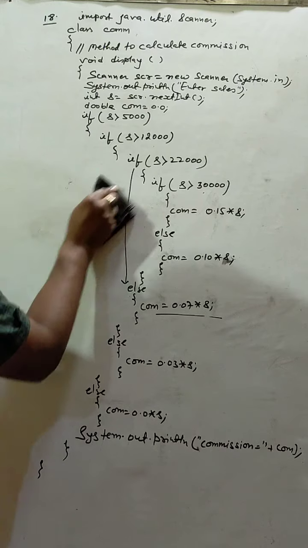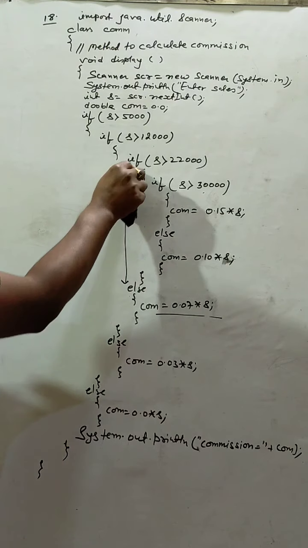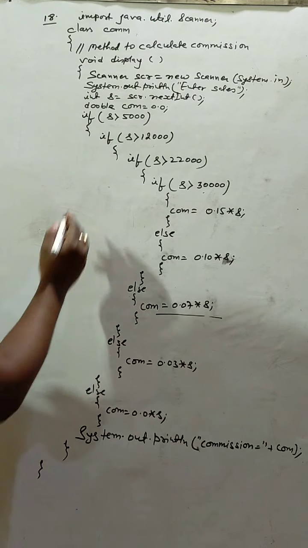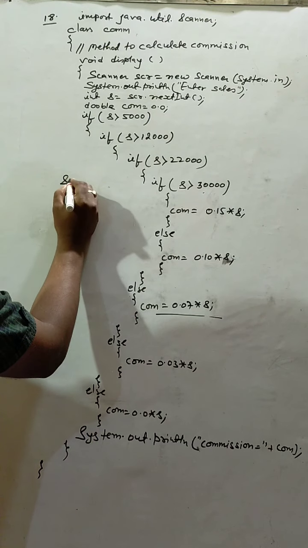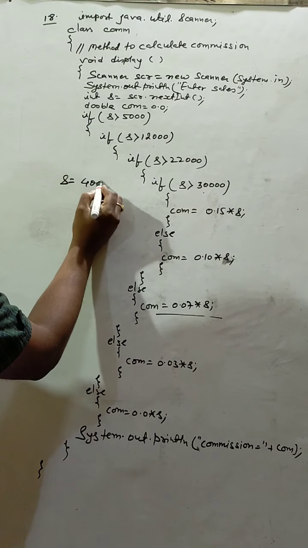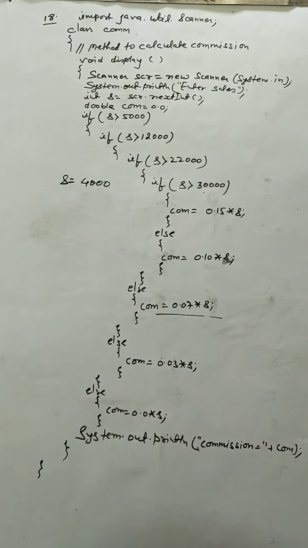Let's take one more example. Suppose sales is 4,000. His monthly sales is only 4,000. Very poor business.